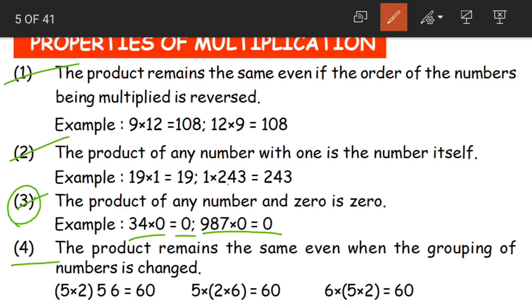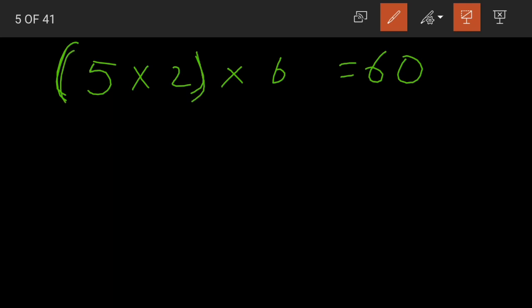Coming to the last one, the product remains the same even when the grouping of numbers is changed. See, 5 into 2 into 6 is equal to 60. Let me explain here. Now what do we see here, children? We are seeing brackets here. Yes, these are brackets. So remember that whenever we have brackets in a mathematics problem, first we need to solve whatever there is inside the brackets.